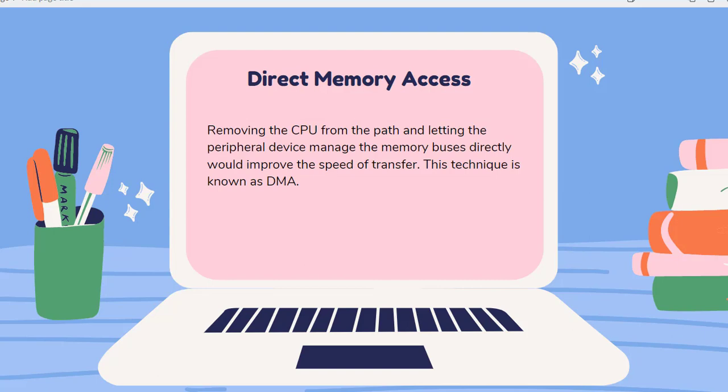Next is the direct memory access or DMA. In removing the CPU from the path and letting the peripheral device manage the memory buses directly would improve the speed of transfer. This technique is what we call the DMA. In this, the interface transfers data to and from the memory through the memory bus. A DMA controller manages the transfer of data between peripherals and the memory unit.